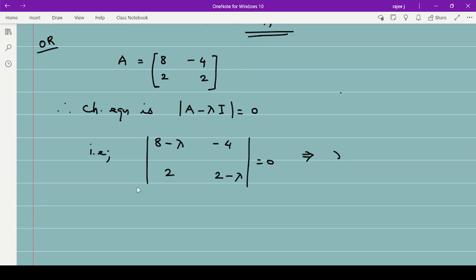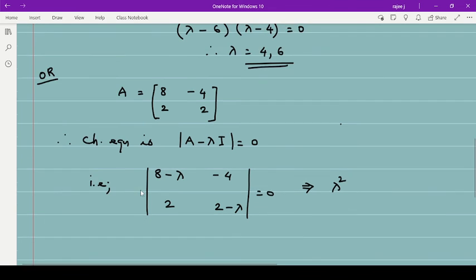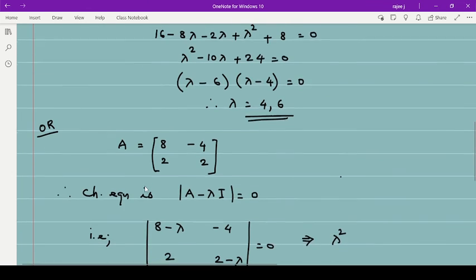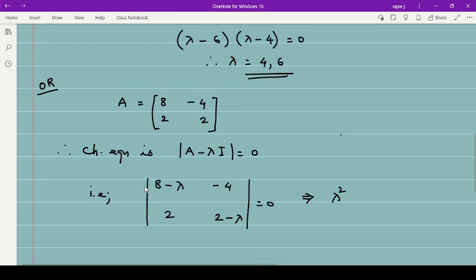So this is lambda square minus the next steps. If you need, you can write all these steps. If you want, you can write. Otherwise, if you know how to write it directly, then it is okay. So plus 24 equal to 0. Writing one step before this will be helpful for you. Therefore lambda equal to 4 and 6. Okay, so like this we can find it out.